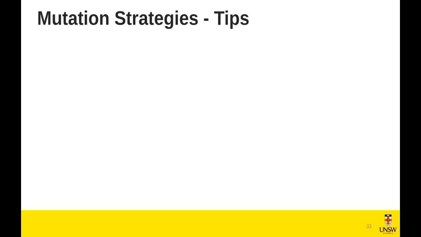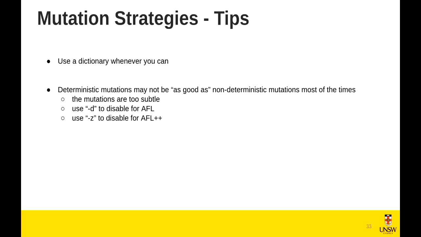And here are some personal tips for choosing the mutation strategies. The first one is try to use the dictionary whenever you can. Because for random testing, it's very costly to generate a correct magic string. And if we can have those magic strings in hand, we should make them into dictionaries.